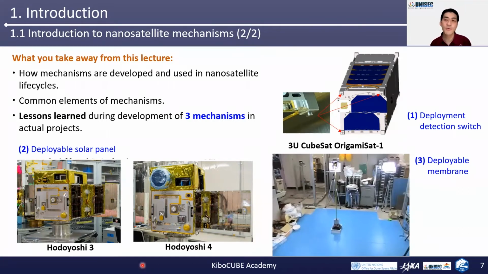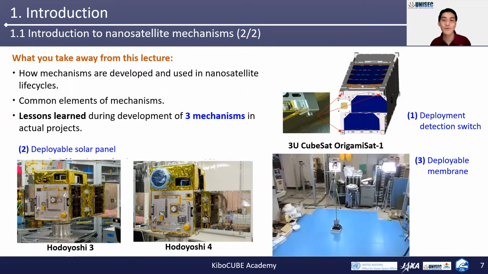The second example is a deployable solar panel on board Hodoyoshi 3 and Hodoyoshi 4 satellites. In order to generate larger power in space, these satellites deploy solar panels to increase the area of solar cells facing the sun in space.